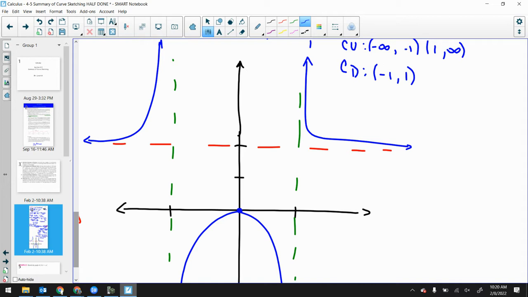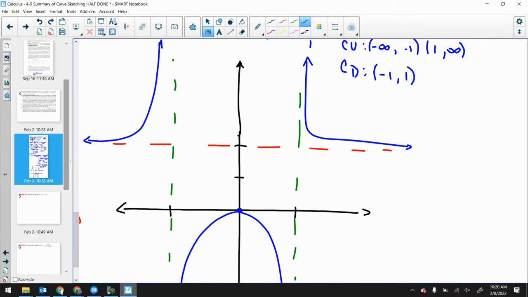Questions about that? So again, use your guidelines of your horizontal and vertical asymptotes, if they have them, to kind of inform what you want it to look like. It's a pretty big process. I know, I agree with that. But too bad, so sad.